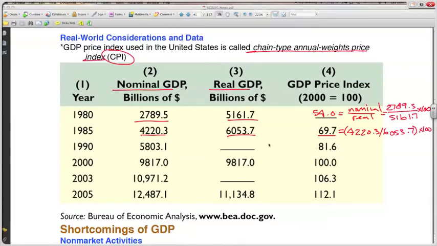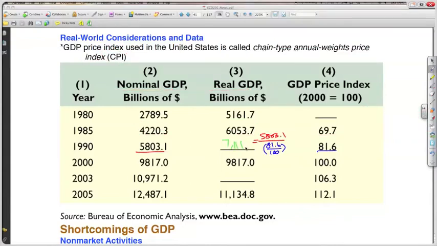So to find our real, all we do is take our nominal, 5803.1, divide it by our price index, 1.6, which is divided by 100. And then that gives us 7,111.6. And then just do the same thing down here for our next real.